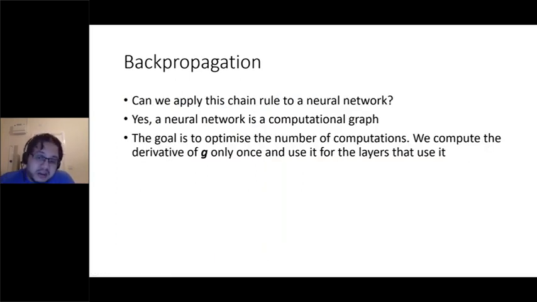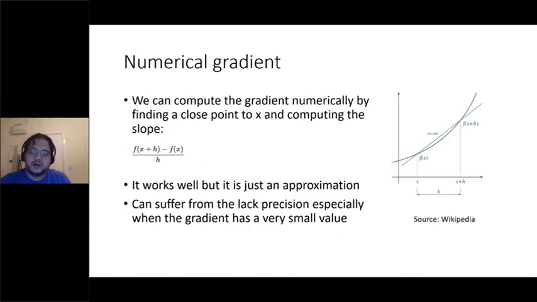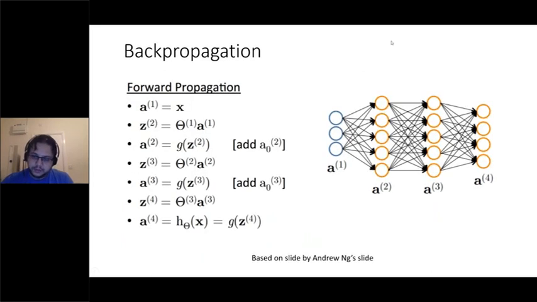So the goal here with backpropagation is to optimize the number of computations, and we compute the derivative of G only once. That's the goal, and use it for the layers that use it, which are the layers that come before. Here again, we compute the G, and to compute the derivatives of these neurons, we just multiply. We have our G, and we multiply it by the derivative of G, and we compute it only once.